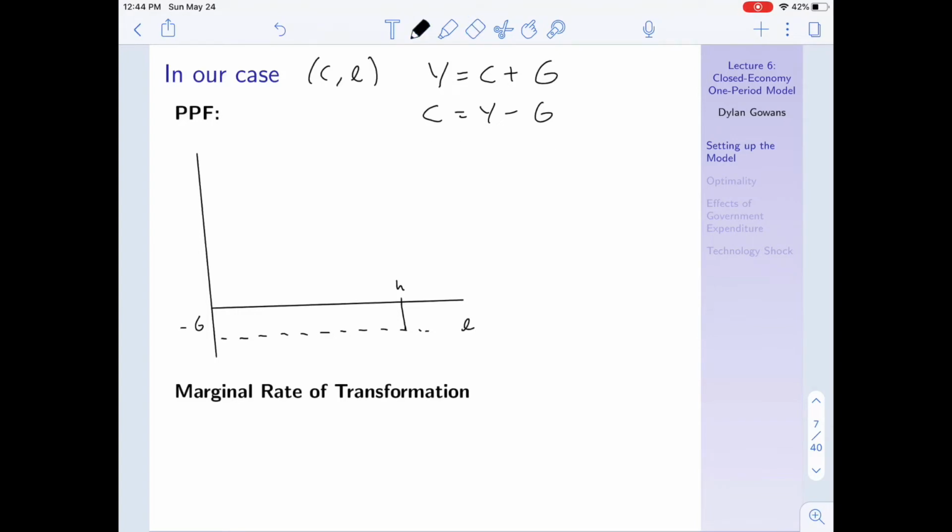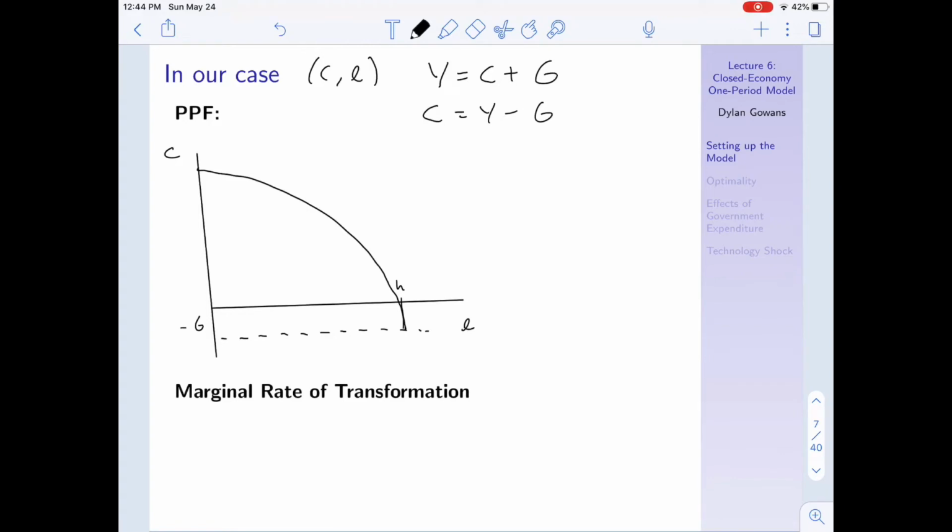Okay, so we've shifted everything down, so now it's going to look something like this. And this now gives us our production possibilities frontier, which gives us a relationship between the amount of consumption we can possibly have and the amount of leisure we can possibly have, given the amount of government expenditure there is in the economy and given our technology for production.